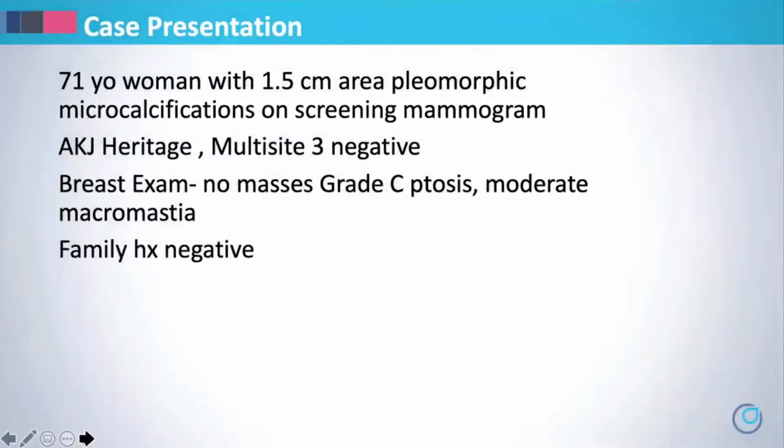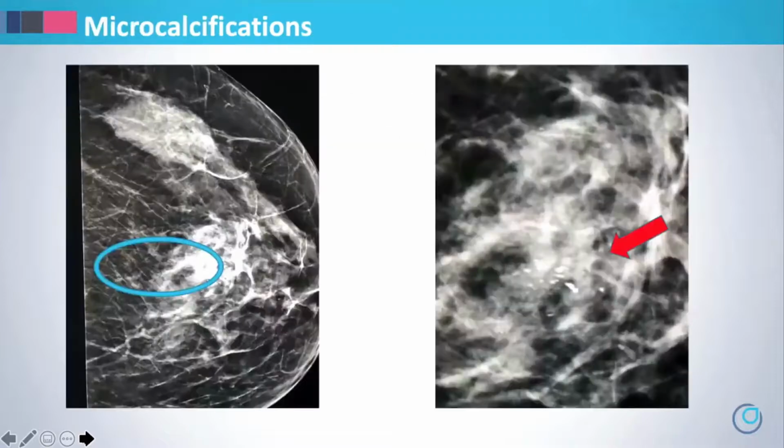This is a very interesting case, which I chose to share with you today because it really speaks to the power of this technology. It is a 71-year-old woman of Ashkenazi Jewish heritage that presented with a 1.5 centimeter area of pleomorphic calcifications. She had a negative clinical breast exam. She had moderate macromastia with grade C ptosis. Her imaging showed one area of pleomorphic calcifications, which measured 1.5 centimeters. And one would think that she'd be kind of a chip shot lumpectomy, no big deal.